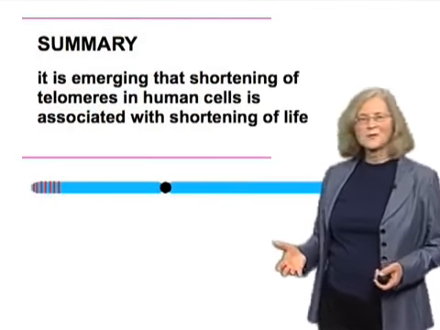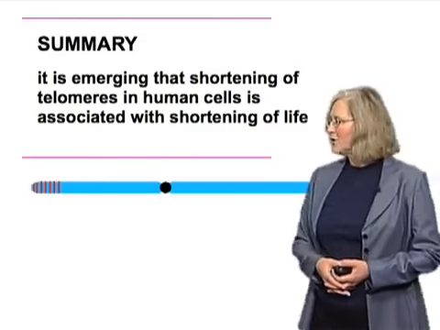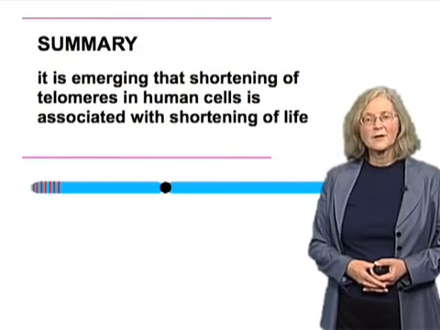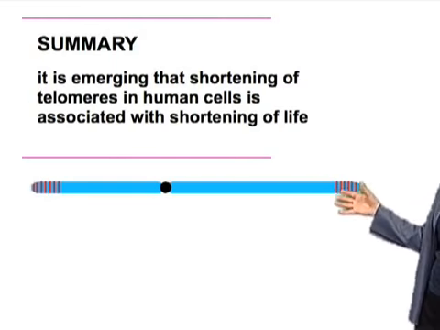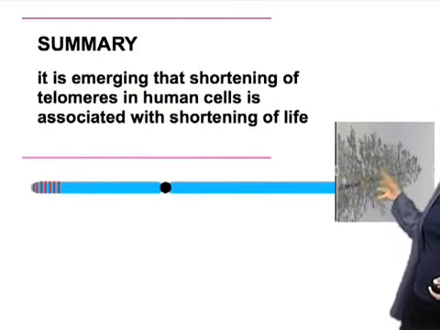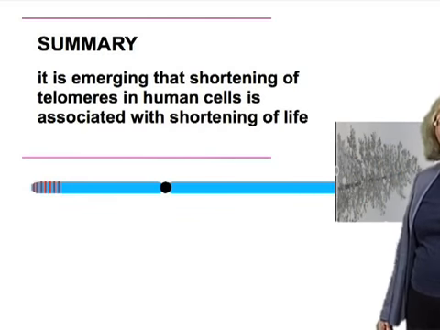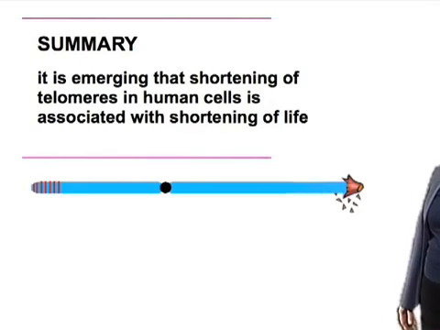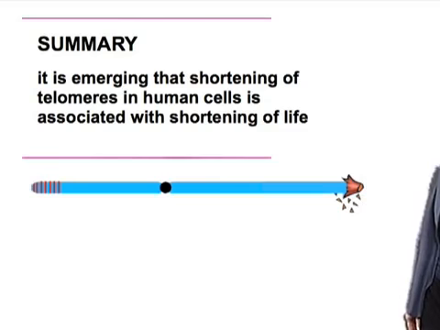So let me summarize with a little metaphorical picture. The summary is that it's emerging that shortening of telomeres in human cells is associated with shortening of life. So if we think of a chromosome and the telomeric structure at its end, I like to think of this structure as being a beautiful, elaborate tree. And what we are trying to understand are the sorts of things that lead this beautiful tree to erode down to a stump. Thank you.